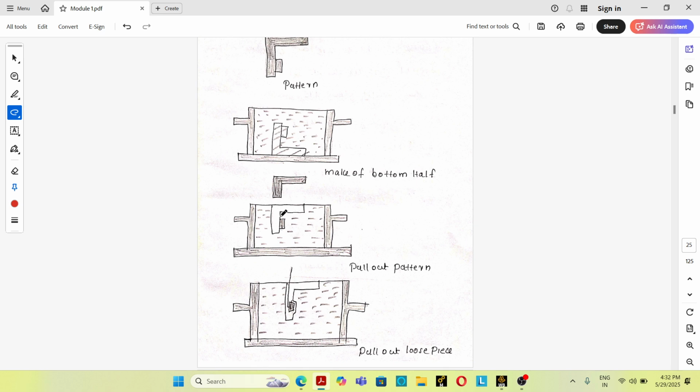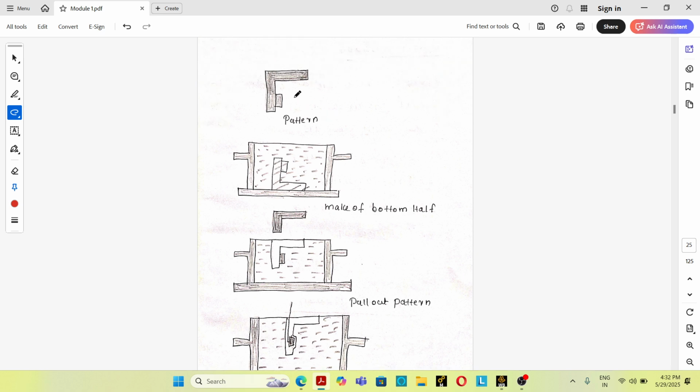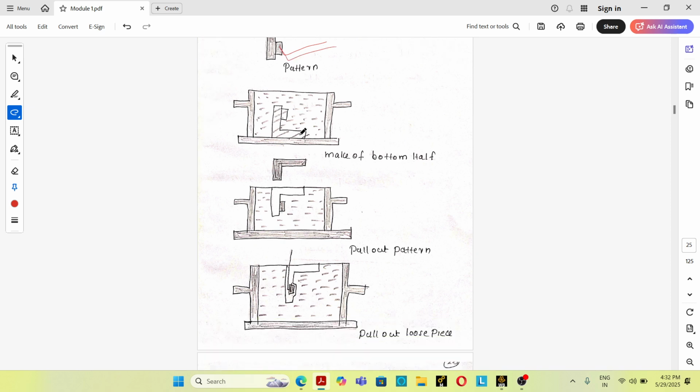See, initially these pieces, that means loose pieces, form an integral part of the pattern during mold making. So this is the pattern, this is the main pattern, and this is the loose piece pattern. Initially, this loose piece pattern is an integral part of the main pattern. Okay. After the mold is complete, the pattern is withdrawn, leaving the piece in the sand. These pieces are later withdrawn separately through the cavity formed by the pattern.